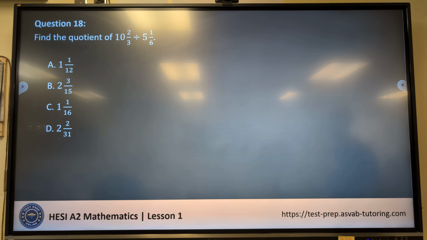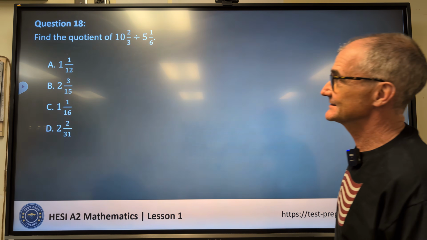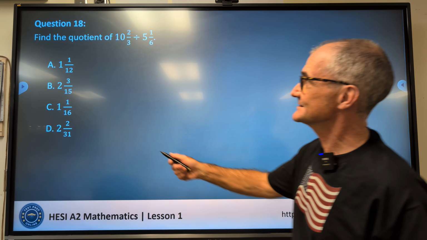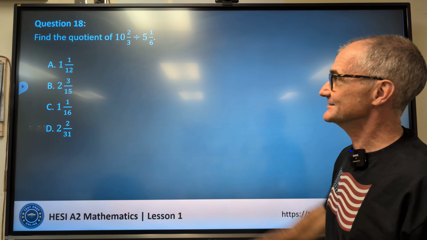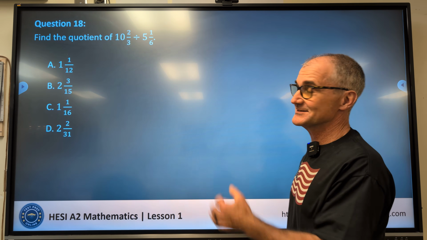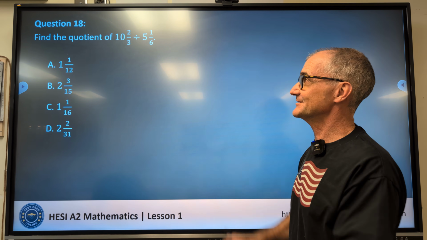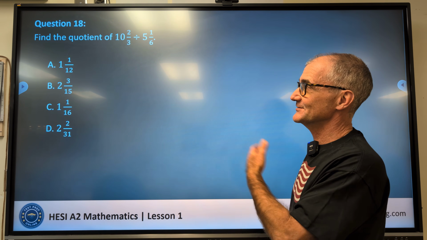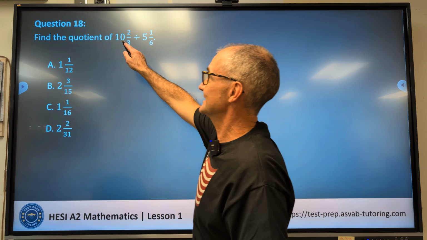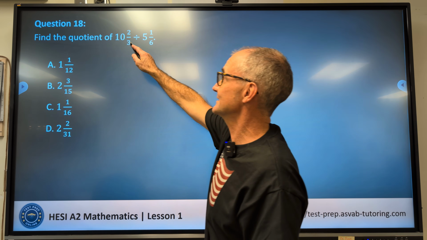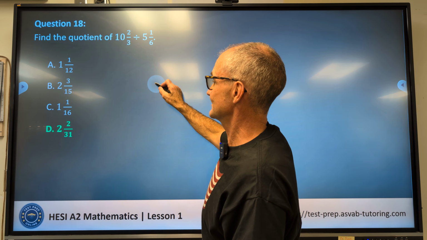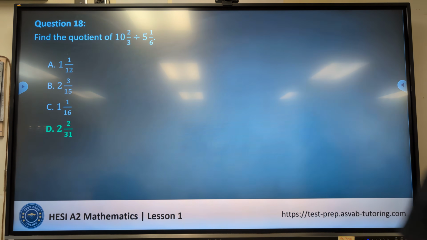Question number 18, find the quotient. So what we're going to do here, these are all mixed numbers. I think we're going to turn these into improper fractions and then follow the rule. So pause the video and do that. Give you a little start on it. And then unpause the video and we'll go through it. So I'm going to take this, turn it into improper fraction. 10 times 3, 30, plus 2 is, whoops. Oh, there's a giveaway. 2 and 2 31s.